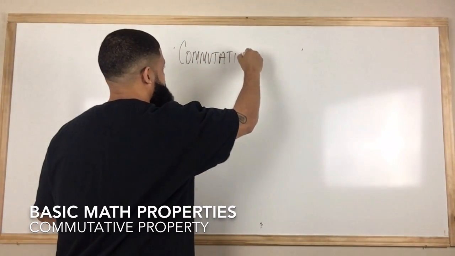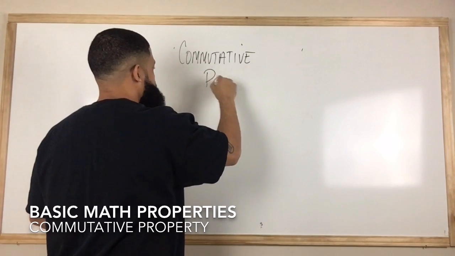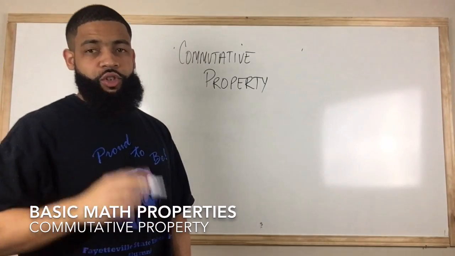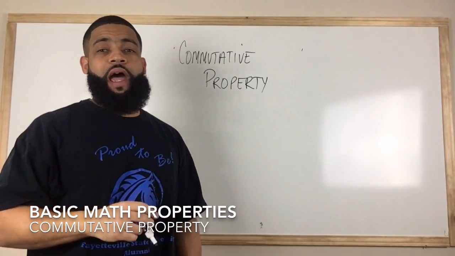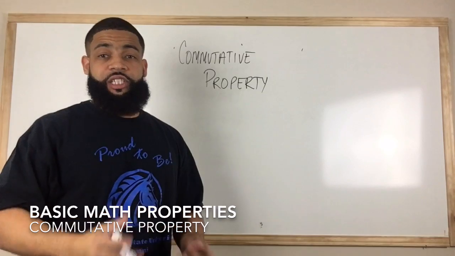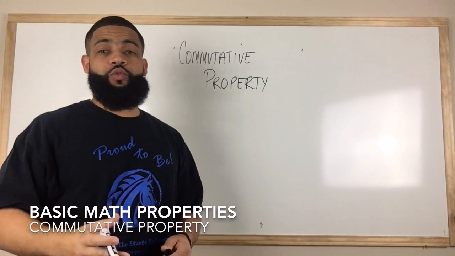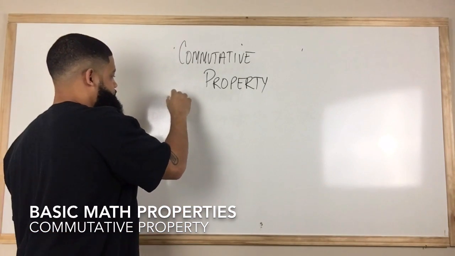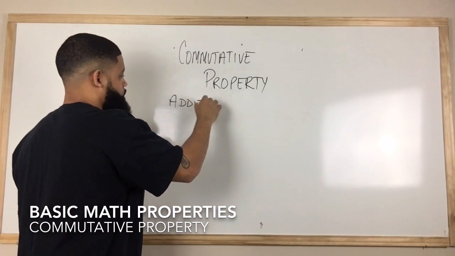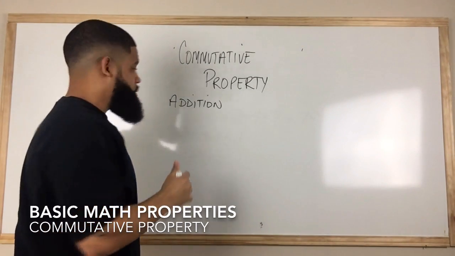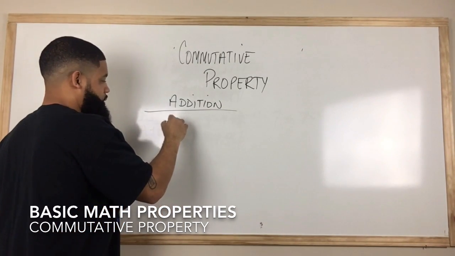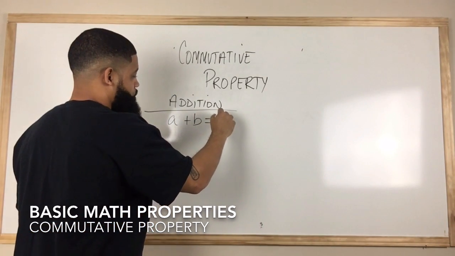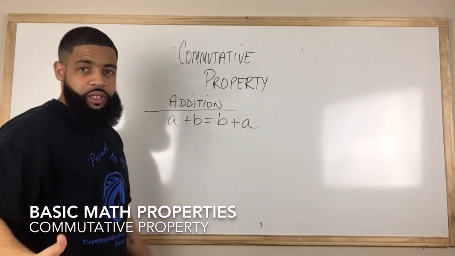The commutative property involves two different operations. First we're going to talk about how we use the commutative property in addition, and then how we use it with multiplication. So the way the rule would be written is, with addition, if we have some number A plus some number B, that's equal to B plus A.